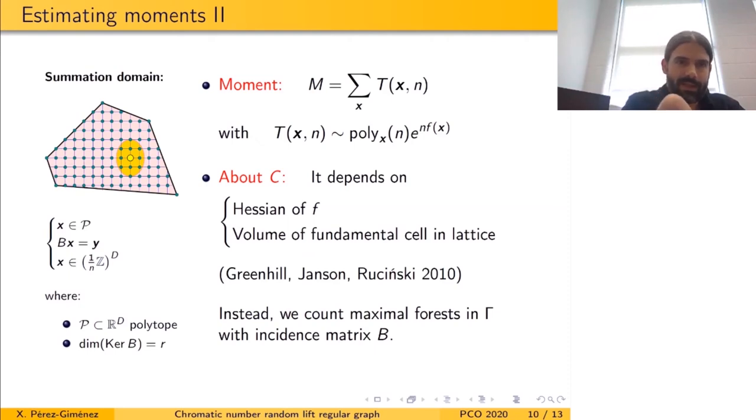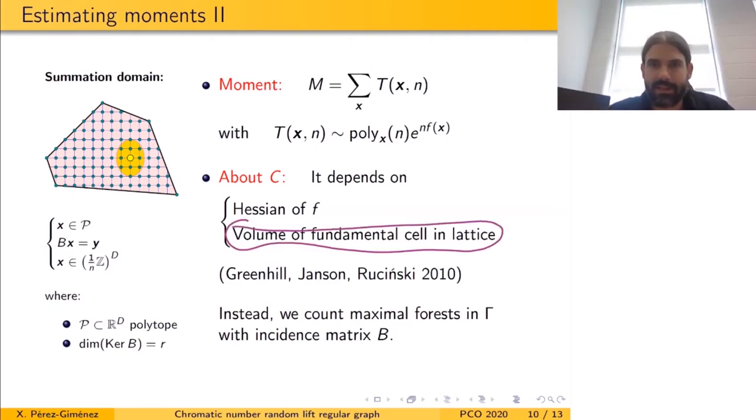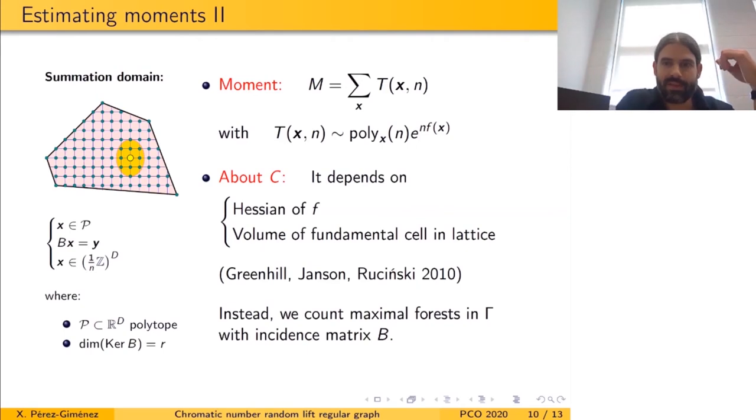So instead of looking at the volume of this fundamental cell, we look at an auxiliary graph that we call gamma, which is the graph that has incidence matrix V, given by the constraints in my domain. So the equations become vertices and the variables become edges. If you count spanning trees in this graph that comes from the constraints, or maximal spanning forests, then you can obtain the volume of this fundamental cell. That was fun because we turned it into a problem of counting spanning trees, so we could use the matrix tree theorem. We had to understand what this auxiliary graph looks like. It has to do with the constraints of the optimization problem, so it's not the base graph or anything like that.